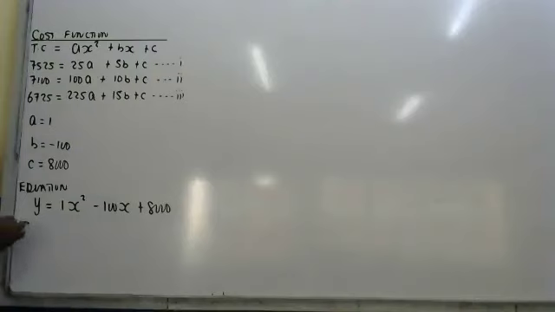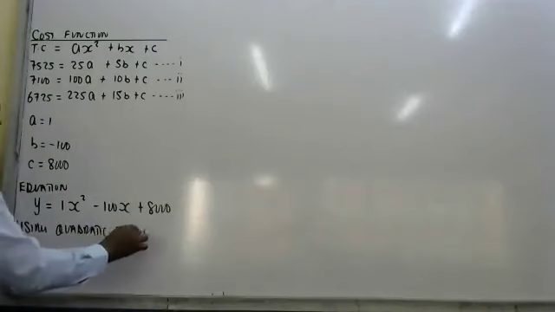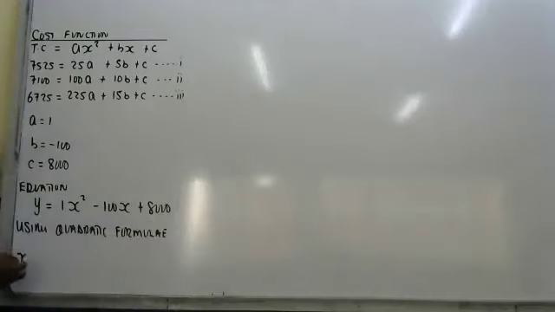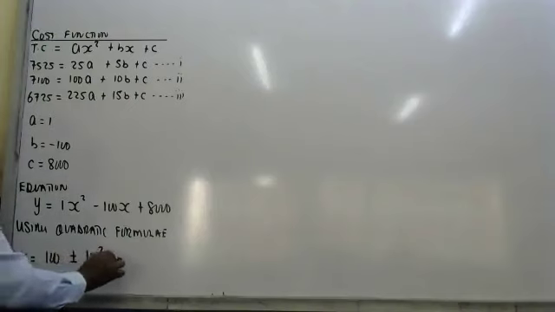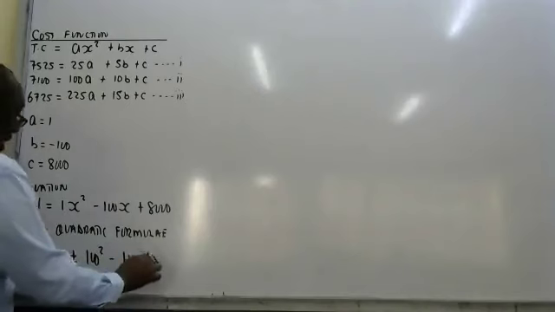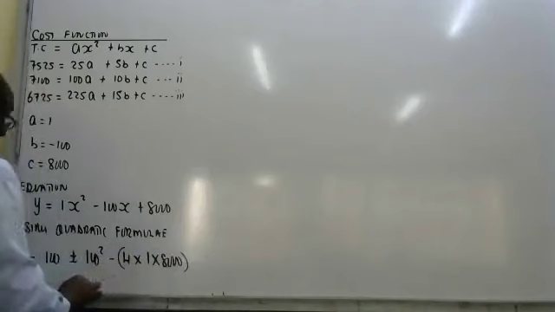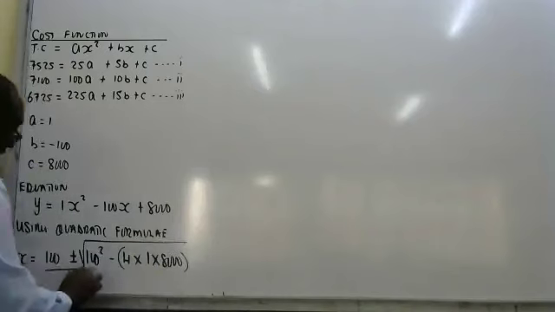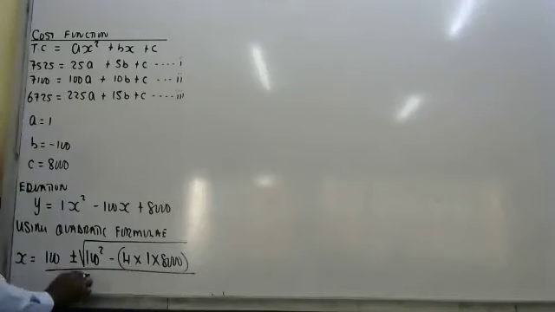Then, using quadratic formula, x is minus, so that would be 100, because of minus. So plus or minus 100 squared minus 4 times a is 1 times 8,000. And you get the square root. This one, I don't know whether it will be solvable. 2 times a. This one should give you a negative, right? That's all.